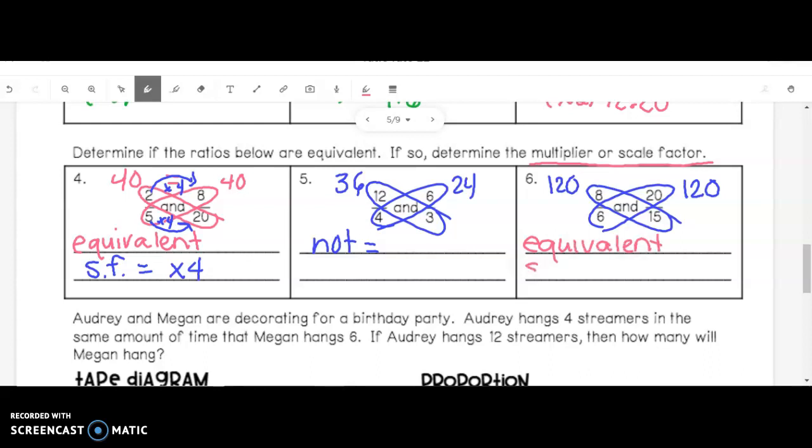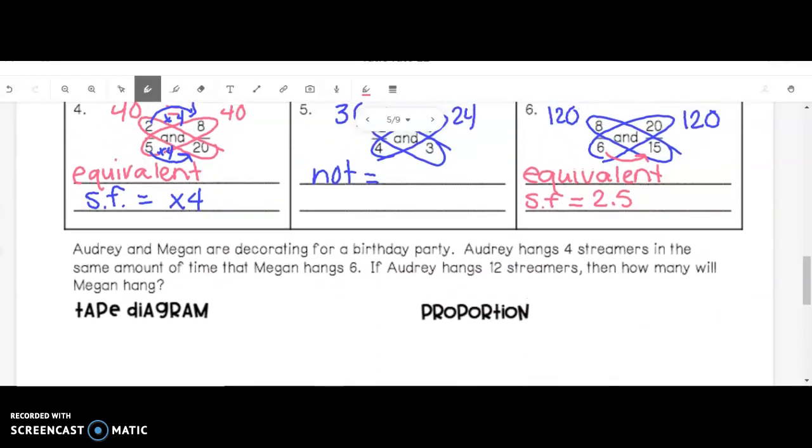And my scale factor is a little more difficult this time because I can't multiply 6 times something and get 15 unless it's a decimal. So the scale factor on this is actually 2.5. So if I took 2.5, multiplied it with 6, I would get 15.